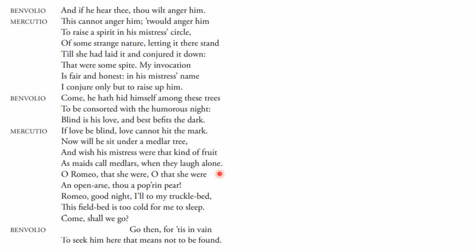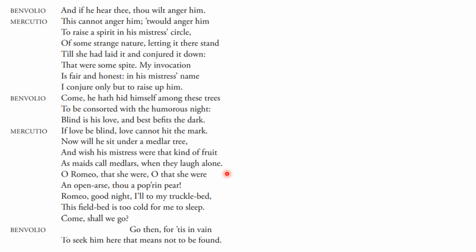Mercutio continues by saying, "O Romeo, that she were, oh that she were an open arse, thou a poprin pear. Romeo, good night, I'll go to my truckle bed. This field bed is too cold for me to sleep. Come, shall we go?" He says basically that he wishes that Romeo would just engage in sexual activity with Rosaline and get over this love that he has for her.